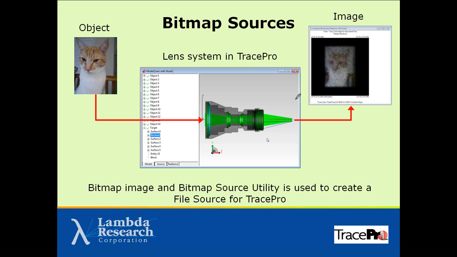So here's an example. I took the image here of our cat, ran it through the bitmap source utility, and generated a ray file, which was actually placed right here in TracePro. That was run through the lens, and here's the resulting image. It's a little pixelated. I could trace more rays here to really get that to be a smoother image. But it's for demonstration purposes here. It shows you can actually trace images through a system in TracePro. So another option for a source.